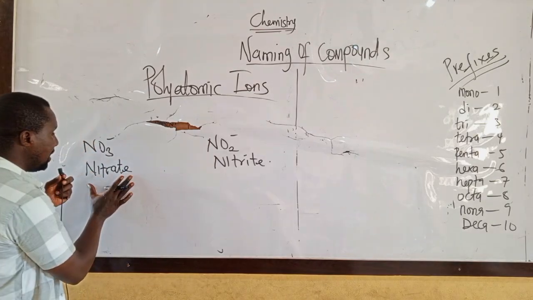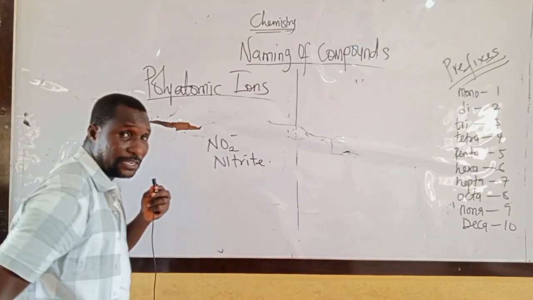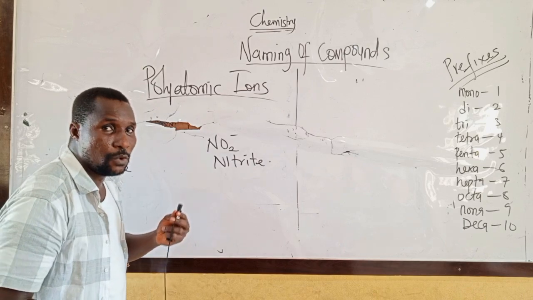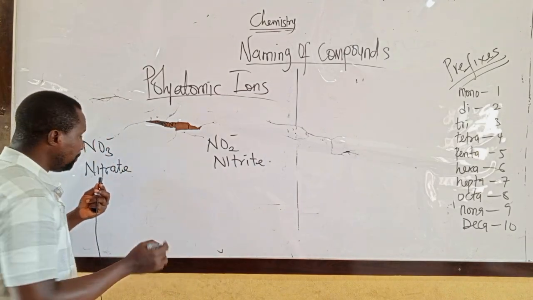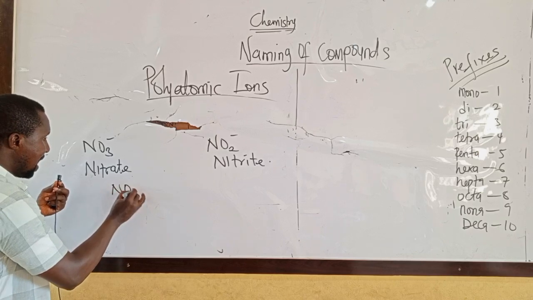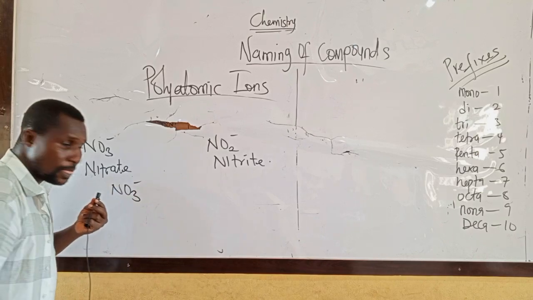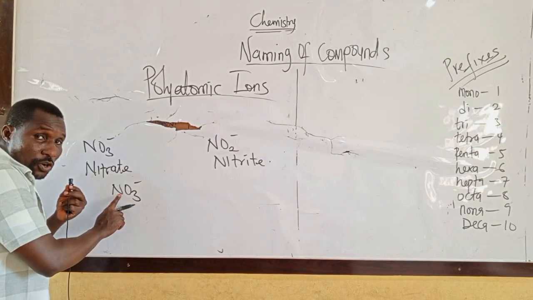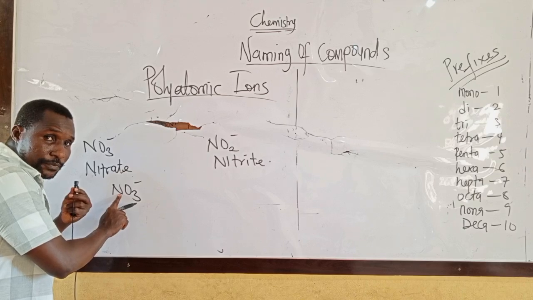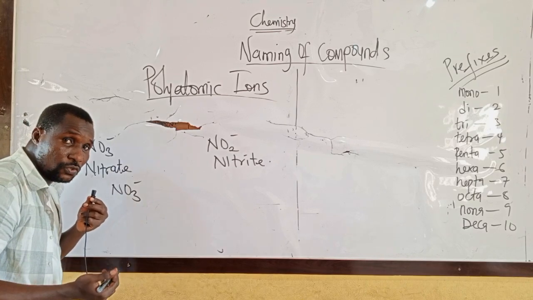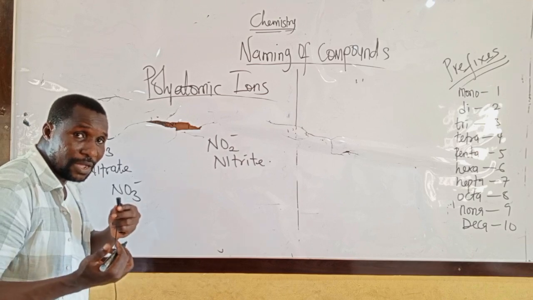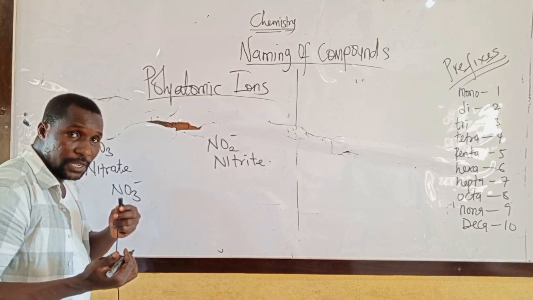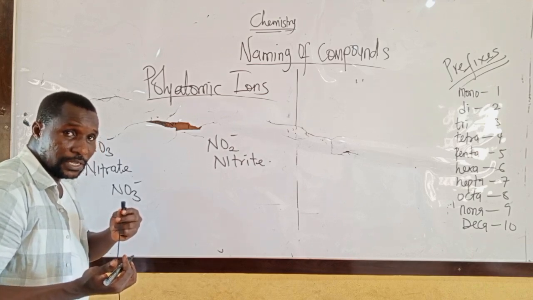The name of this one is nitrate. The name of this one is what? Nitrite. And there's another way we can name them using IUPAC also. If I want to get the IUPAC name for this, I will calculate the oxidation number of what? Nitrogen here. I've taught you how to calculate oxidation number of an atom in a neutral compound.